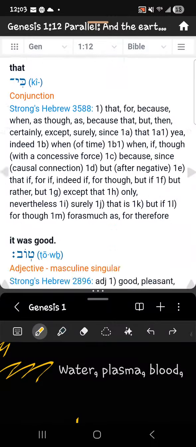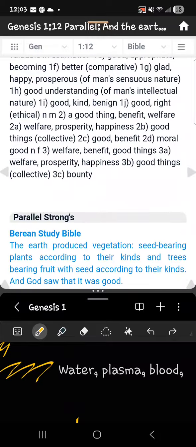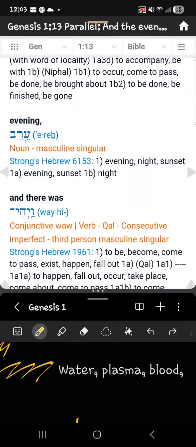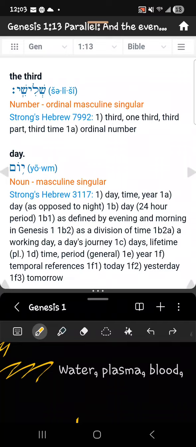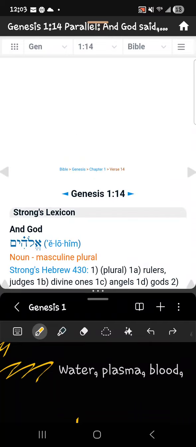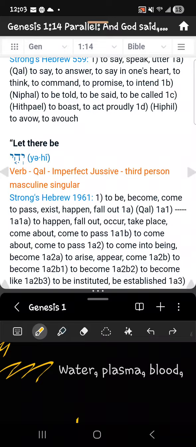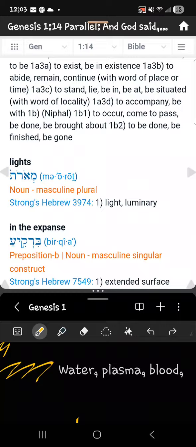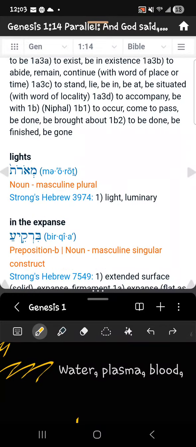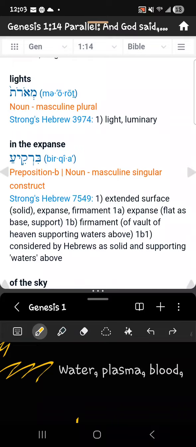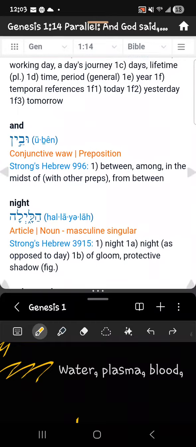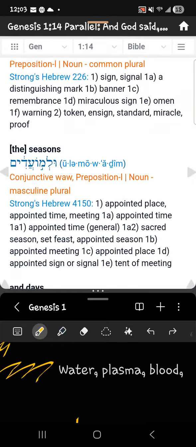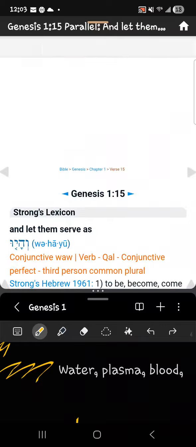And Allah Hayam saw that it was good. Tawab. And there was Ayarab, evening. And there was Baqar, the third day. The Shalaya Shai Yawam. Allah Hayam said, let there be lights in the expanse. Yahai Ma'araf Baraqaya'a Hashamayim, to distinguish between day and night, and to mark the seasons and days and years.